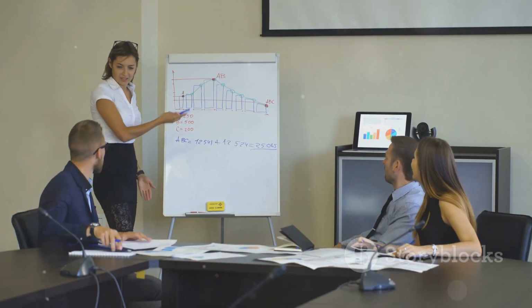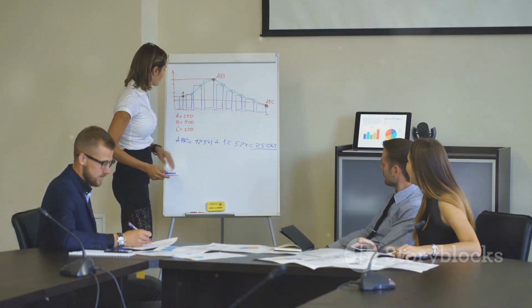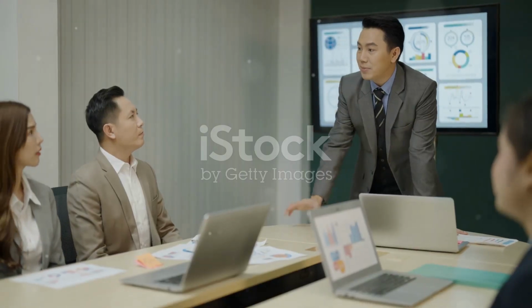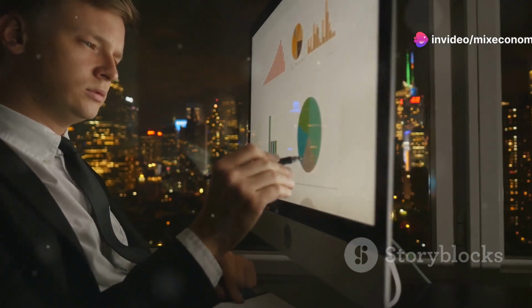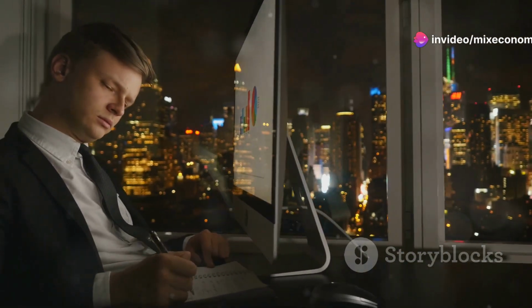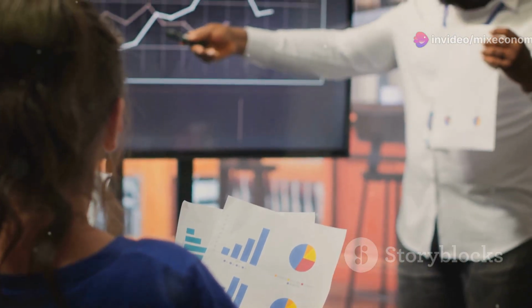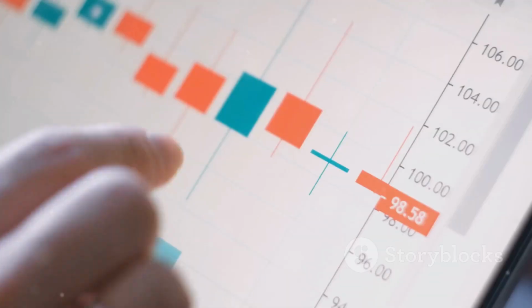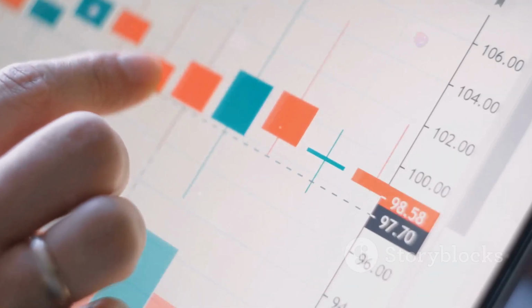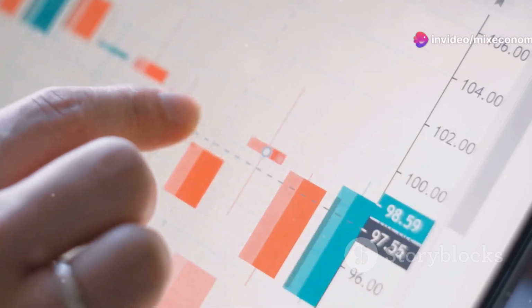Section 6. Finding balance, the market's equilibrium. We've explored the forces of demand and supply separately. Now, let's see how they interact to determine the market price. The point where the demand curve and the supply curve intersect is called the equilibrium point. The price at this point is the equilibrium price and the quantity is the equilibrium quantity.